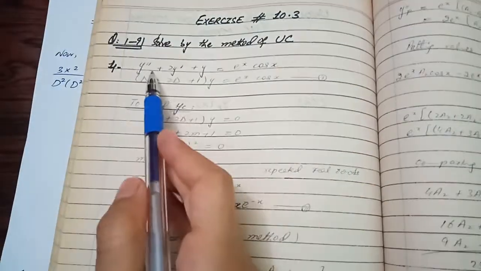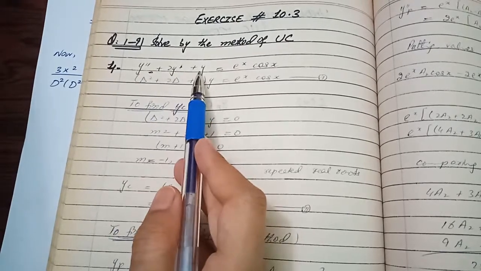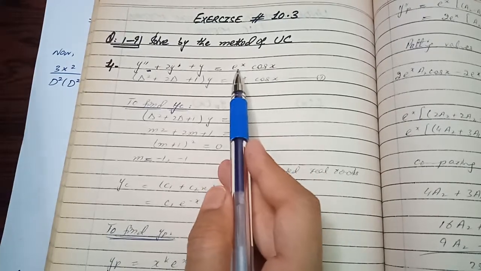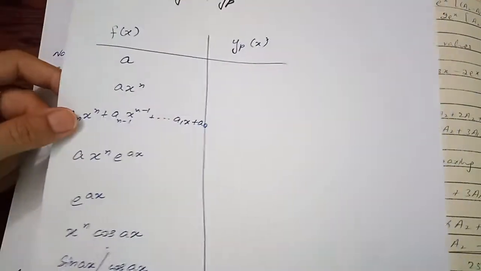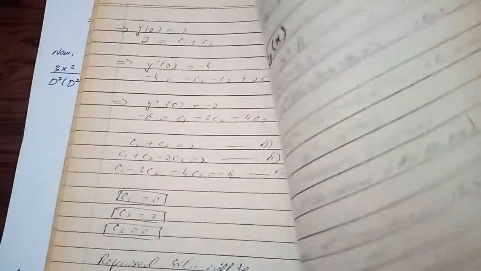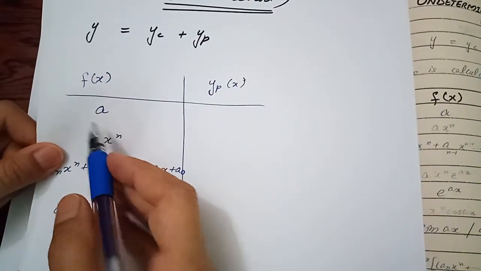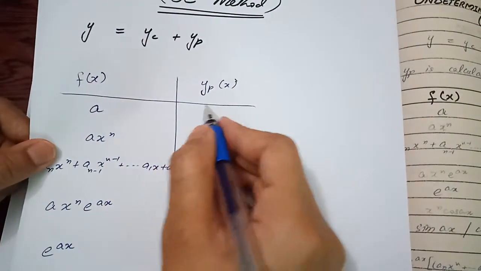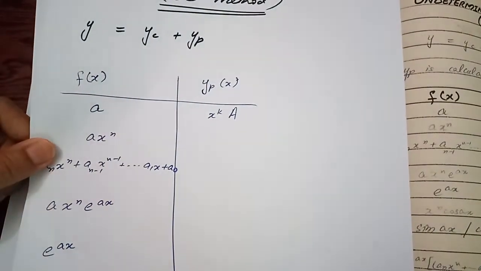For example, you are given some question like this: y second derivative plus 2 first derivative of y plus y is equal to e^x cos x. This e^x cos x is the non-homogeneous part, and that is your f of x. So you have to observe your f of x, and according to that f of x, you have to write your particular solution. If your f of x is some constant like 3, 4, 5, 6, anything, then your yp of x is going to be x^k times some constant A.